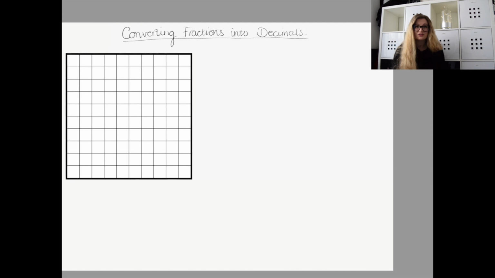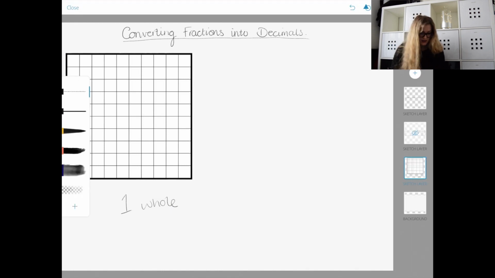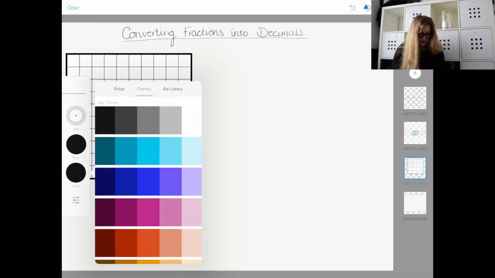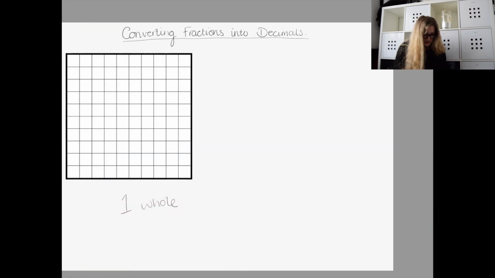On my screen I have got a 100 square. We are going to pretend that this 100 square is one whole. It's been split into 100 different parts, but this whole thing makes up one whole. If I was to make this into fractions, let's say I coloured in one of our squares. That one square is going to be 1/100th, because I have coloured in one square out of my 100 squares.